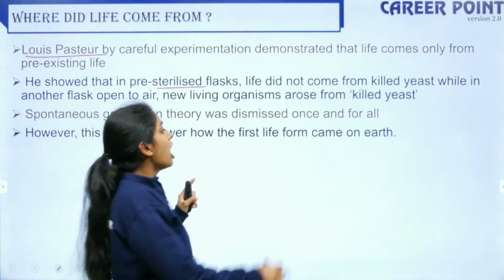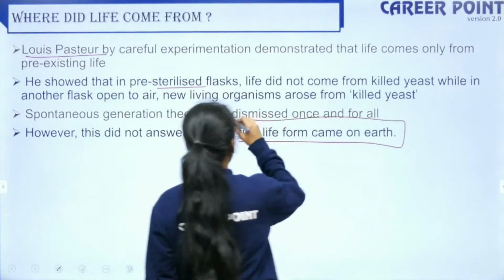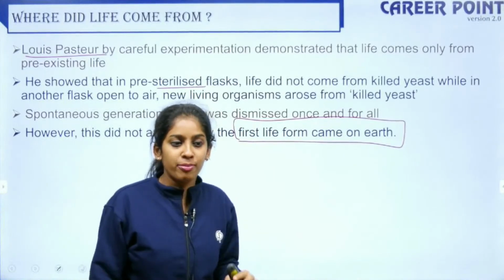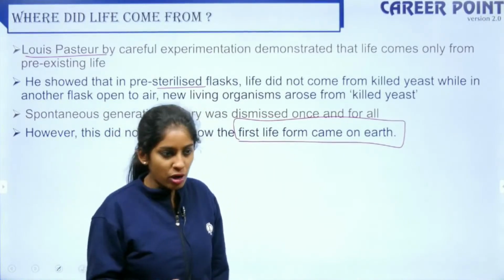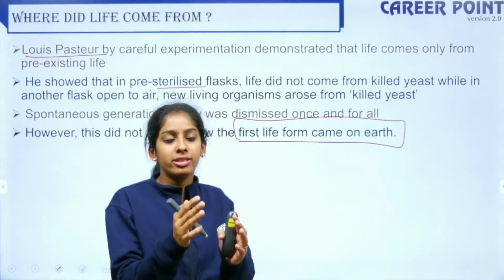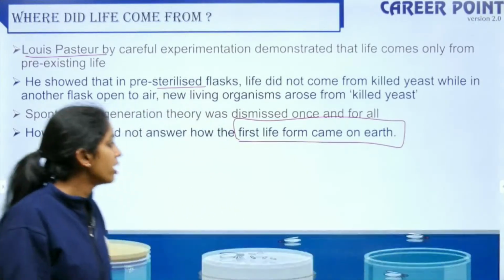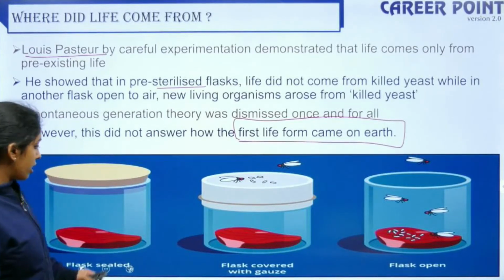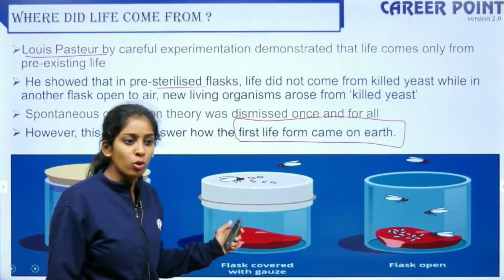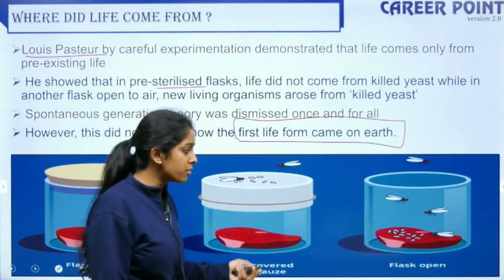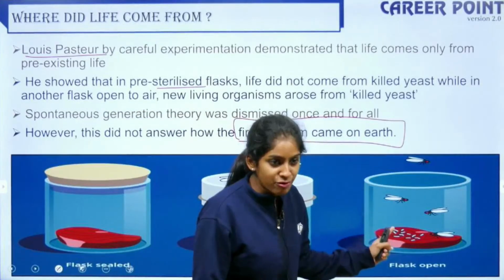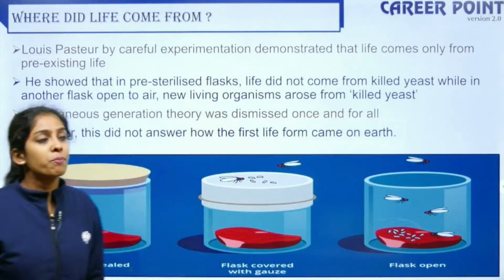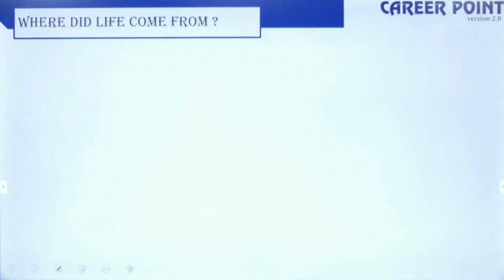However, this did not answer how the first life form came on earth. He said life comes from pre-existing life, but where did that pre-existing life come from? So that is the question. Ultimately, at the end of the day, it is a question of the chicken or the egg first. So this is what he tried. This is a sterilized flask which is sealed. The flask is covered tightly with no air contact, then you have no growth of organisms. But when the flask is left open, you have the growth of microorganisms. So life comes only from pre-existing life. This is what Louis Pasteur proved.